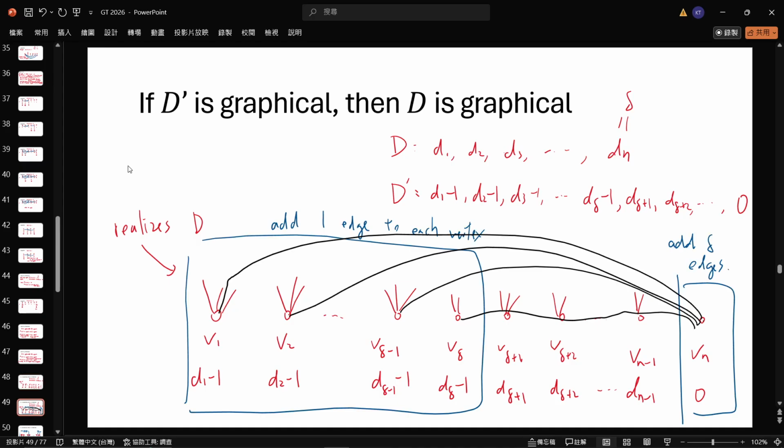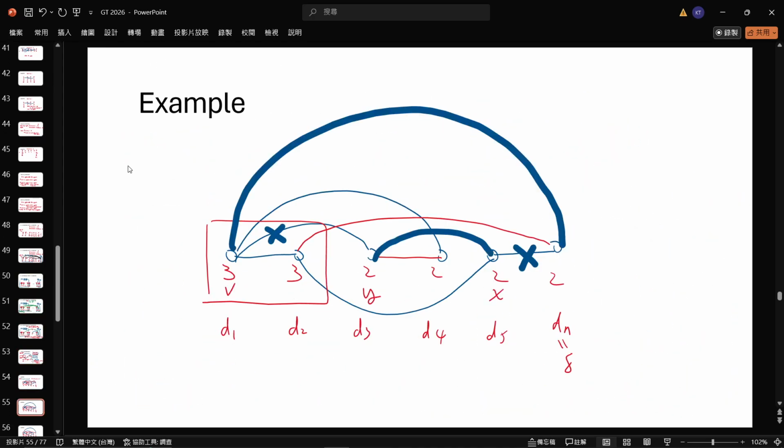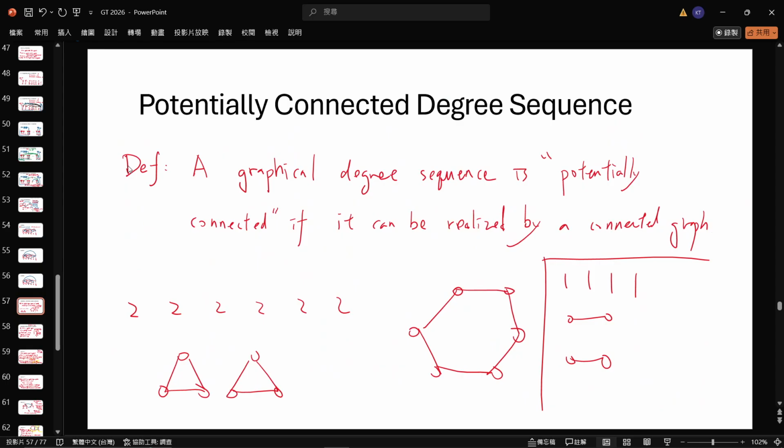But a small drawback of the algorithm is that the output may be a disconnected graph, okay? So this motivates us to study the following question: we want to find a connected graph. A degree sequence is called potentially connected if we can find one connected graph to realize it. Recall that we don't need all graphs that realize it to be connected. All we need is just one. One is enough.